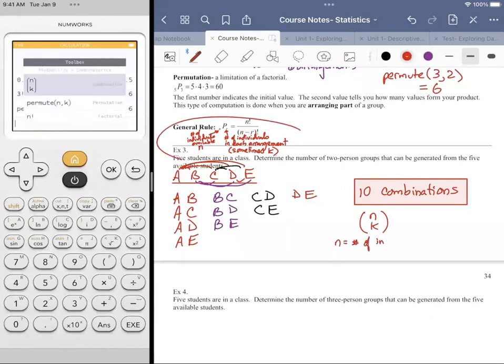I'm basically going to write the same thing that I wrote up here. If you don't want to write it again, I understand. Number of individuals available.